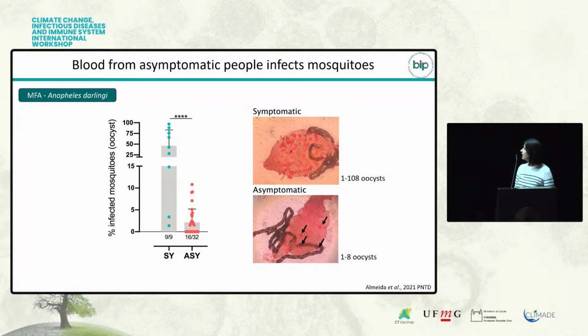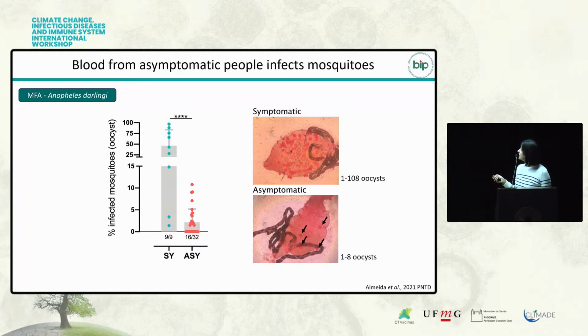And we did, so we carried on to do this membrane feeding assay because we're interested in seeing if the asymptomatic, even having low parasite loads, were able to infect mosquitoes. So what we did here, we did this membrane feeding with Maísa, and in this graph we showed that 9 blood of symptomatic people infect mosquito. And half of the blood from asymptomatic also infected the mosquito, but infected fewer mosquitoes.